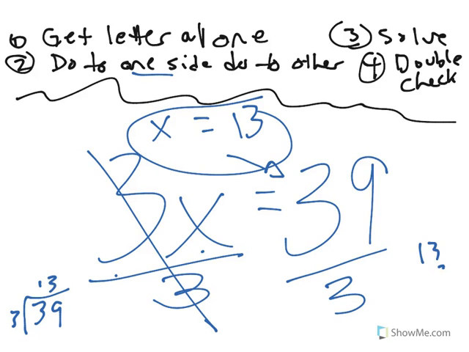I can double check. 13 times 3, does that equal 39? Yes, it does. So I've double checked. My answer is 13. Nice work.